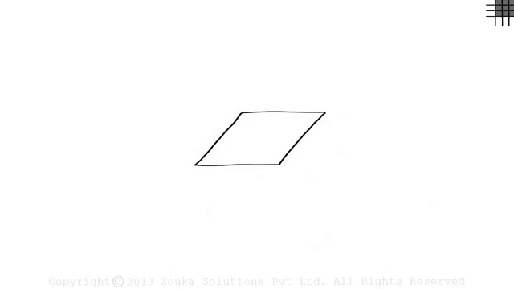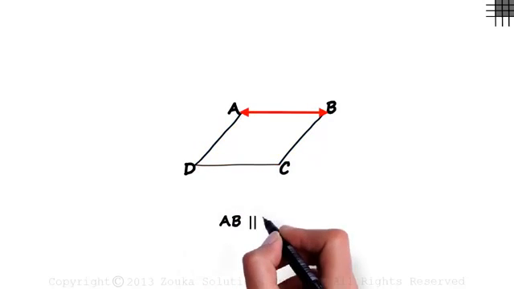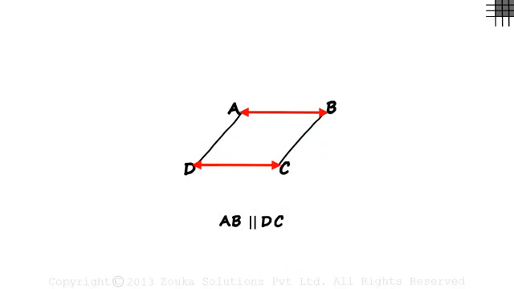Here's another type of quadrilateral. Let's name it ABCD. In this quadrilateral, both pairs of opposite sides are parallel. The first pair of opposite sides is AB and DC. We can see that AB is parallel to DC. We use two arrows in the same direction to show that the sides are parallel.